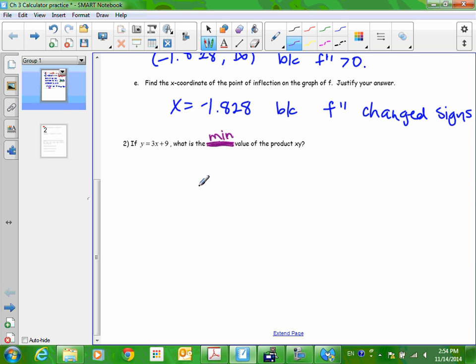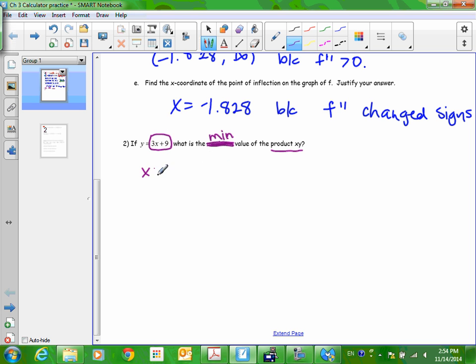What makes this weird? I've asked you to do a min before, but what's weird about it? Of the product xy. So that's x times y. So when we do the derivative, we might have to do implicit differentiation. However, we don't. That's news, right? Because look at what y equals. They tell us.